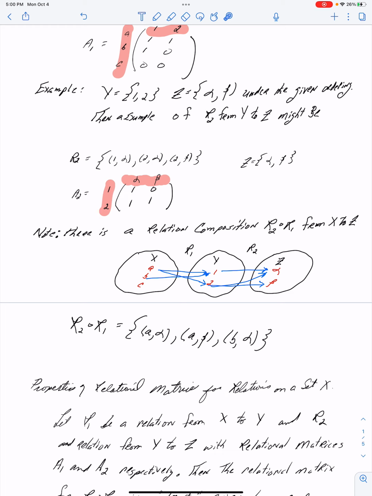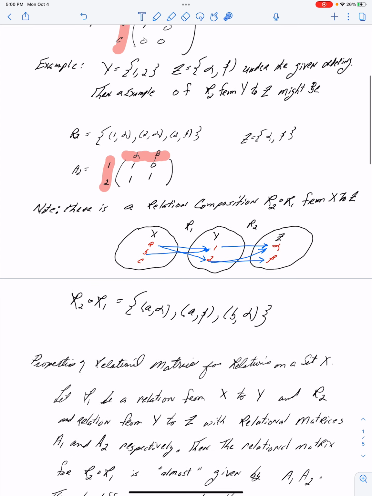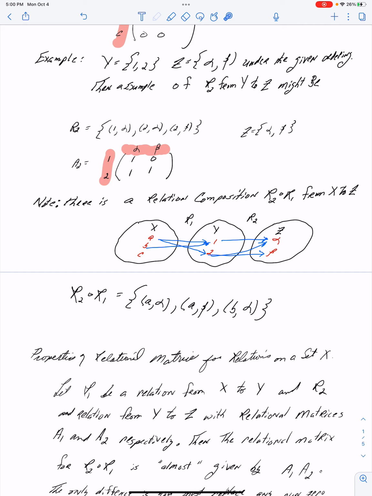How about R2? Well, R2 is 1 alpha, 2 alpha, 2 beta. So 1 alpha, that's this. 2 alpha, that's this. And 2 beta, that's this. Okay, and then, my relation starting at X and going to Z is what we call R2 composed with R1.